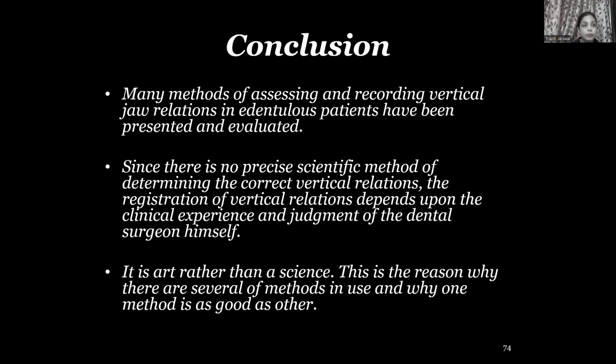So these were the methods which were used for recording the physiological vertical dimension at rest and occlusion. Then we'll calculate it, occlude the rims at the vertical dimension of occlusion, and after that we'll arrange the teeth and fabricate the denture at the vertical dimension of occlusion. If it is not recorded properly, it can result in increased vertical dimension of occlusion or decreased vertical dimension of occlusion.